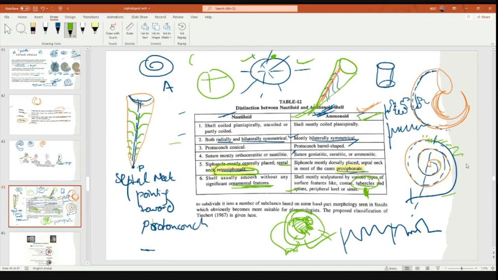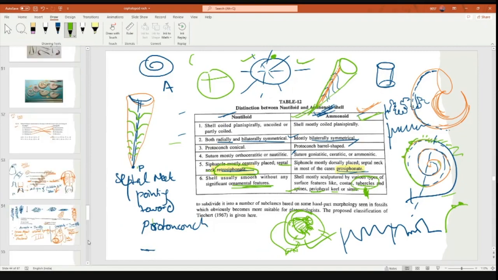Okay, so keel, peripheral keel and sinus. Peripheral keel, basically periphery, the name suggests. Okay, periphery. There is some ridge-like structure in the periphery, right? Suppose this is the periphery of the cephalopod and a ridge-like structure like this. So I have an image also. Let me show you.